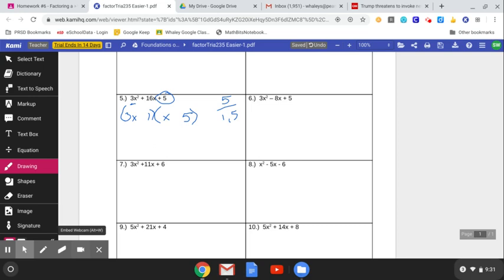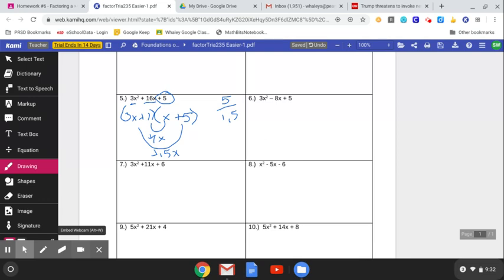Now, the question is, is it going to go 1 and 5 or 5 and 1? Well, let's try 1 and 5. 1x, 15x. Can 1x and 15x somehow give me this 16x I want in the middle? Yeah, if they're both positive. So the factors are 3x plus 1 and x plus 5. And it's just a matter of guessing and testing here.